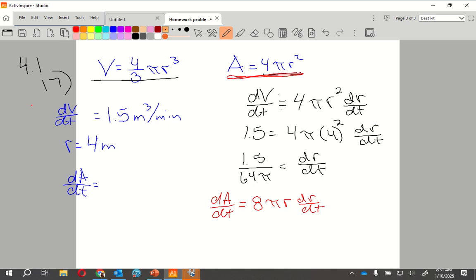So now, as I plug in everything, dA/dt is equal to 8 pi r, which is going to be 1.5 over 64 pi, times my r, which is 4. This board's messing me up big time.